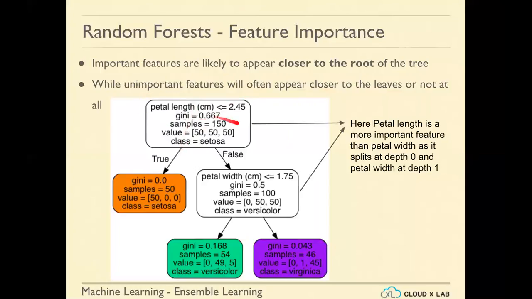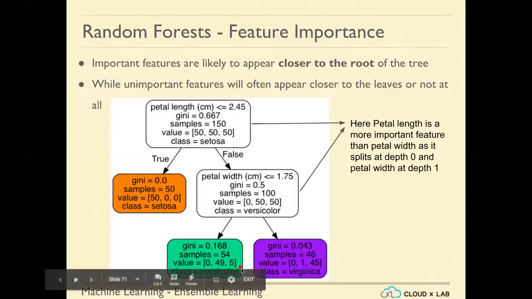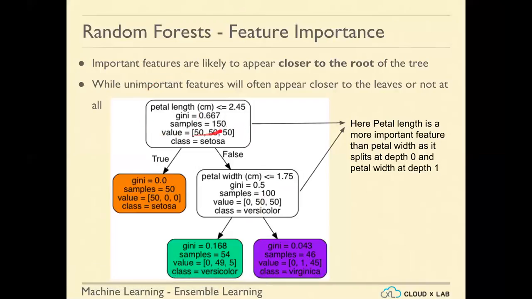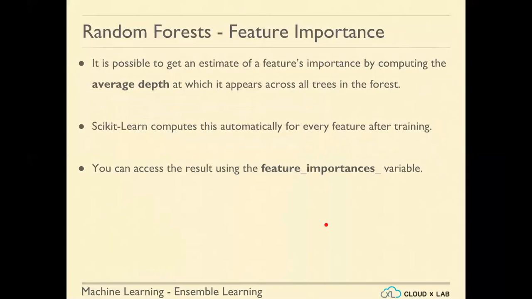Here, petal length is the feature on the basis of which we have split this node, and here it is petal width. You can see that petal length and petal width are the important features. The most important one is petal length, and the second one is petal width, while sepal length and sepal width are not that important.